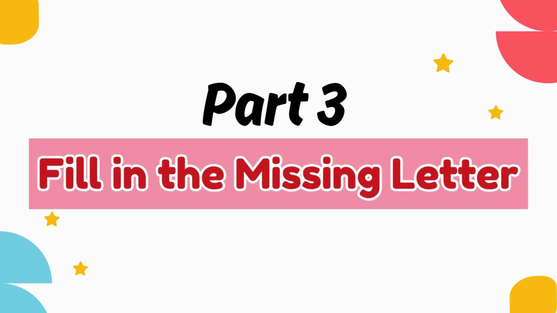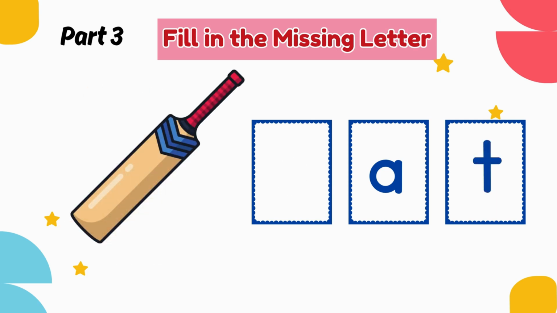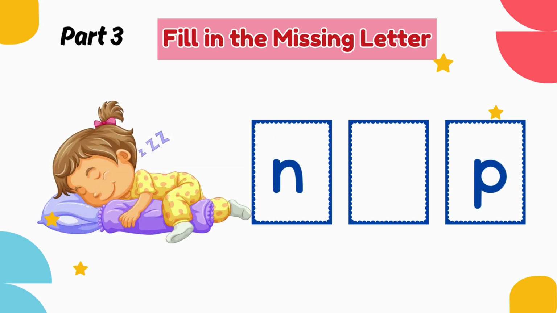Fill in the missing letter. What letter is missing here? Yes, it's a T. The word is cat. Can you fill the blank? Yes, it's a B. The word is bat. Next picture. What sound goes in the middle? Yes, it's A. The word is nap.